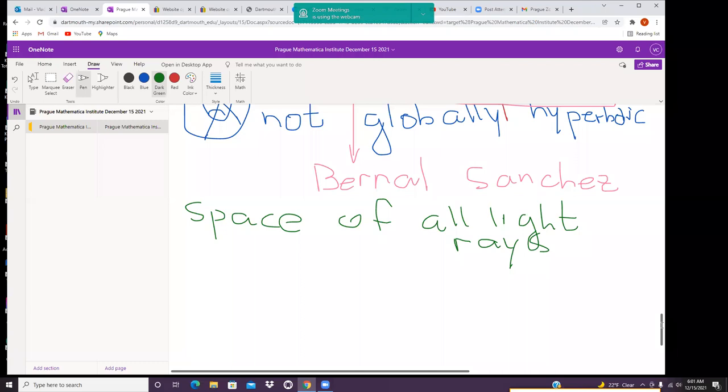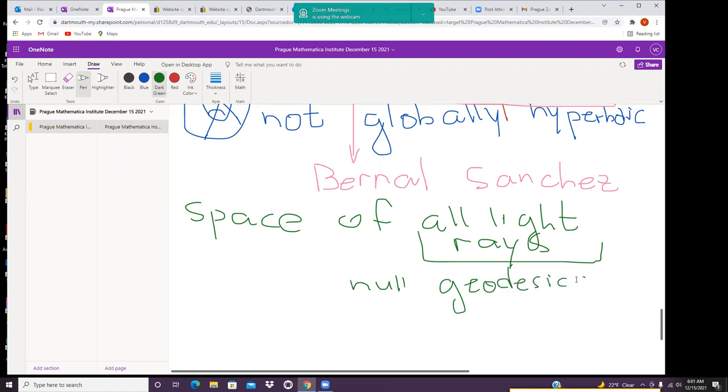Space-like geodesics, which represent movement at a speed greater than the speed of light, null geodesics, which represent movement at the speed of light, and time-like geodesics, which represent movement at a speed slower than light. So light rays are just null geodesics. So these are the trajectories of light rays in my universe.